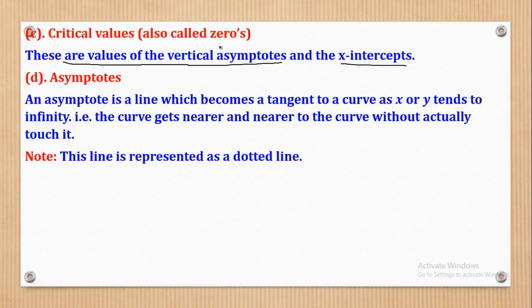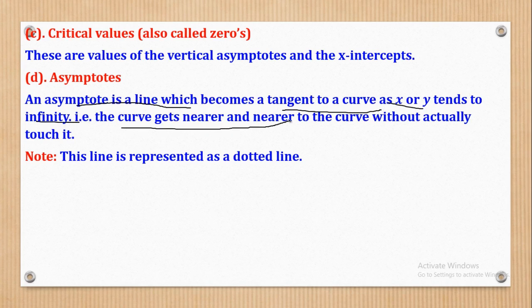Now, what is an asymptote? An asymptote is a line which becomes a tangent to a curve as x or y tends to infinity, i.e. the curve only gets nearer and nearer to the line without touching it. So it is a line which the curve never touches unless under special conditions, as we shall see.